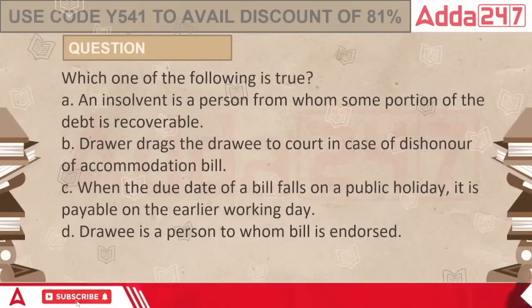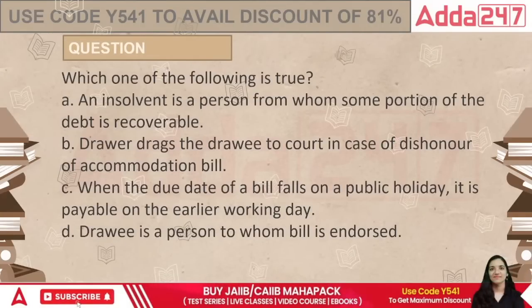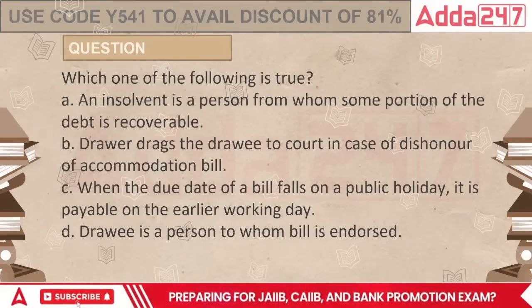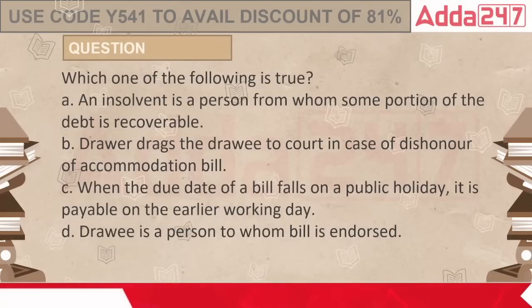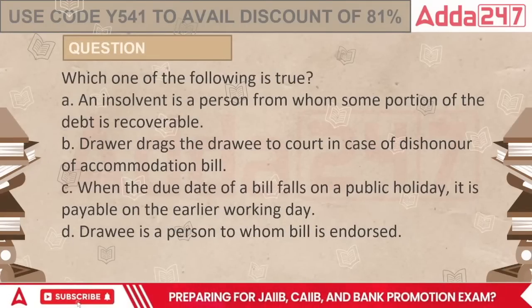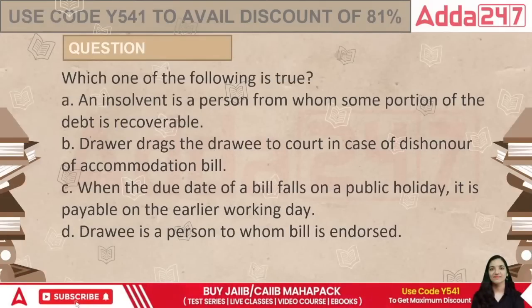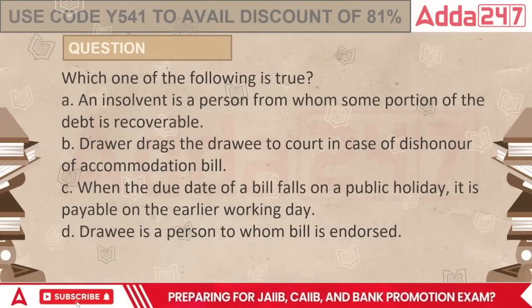Which one of the following is true? Another question there. It's a statement based question again. An insolvent is a person for whom some portion of the debt is recoverable. Then drawer drags the drawee to court in case of a dishonor of an accommodation bill. When the due date of the bill falls on the public holiday, it is payable on the earlier working day, or drawee is the person to whom the bill is endorsed. Which one is correct?